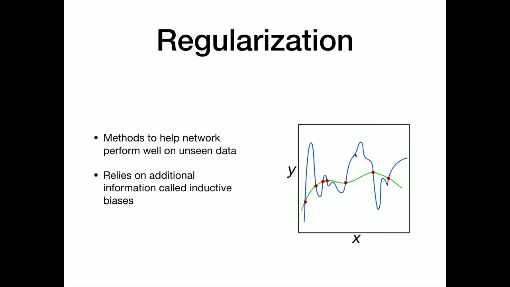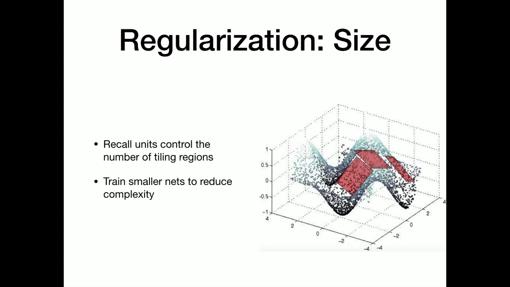Let's talk about the first regularization: complexity. You can decide how complex your network is going to be by controlling the number of hidden units. So this is what we were talking about earlier. If you have few hidden units, you have few regions, and it will learn something that is simpler looking. So just train a small network, and that will regularize your network.